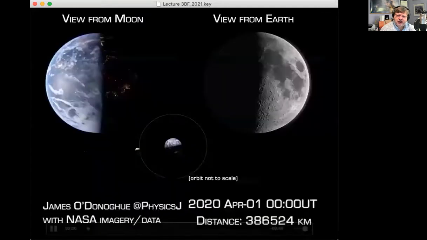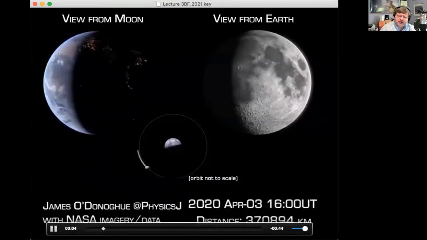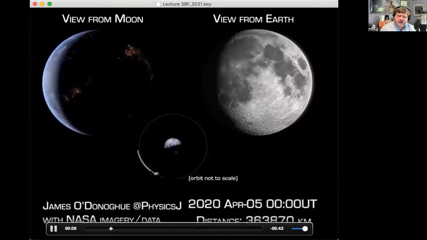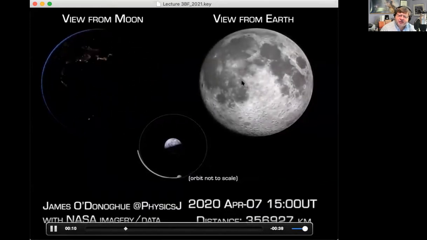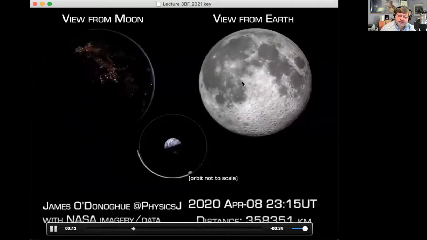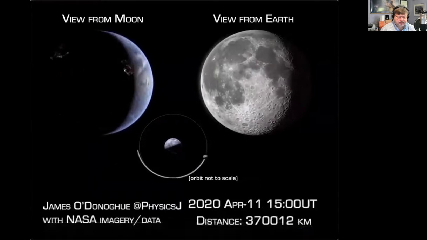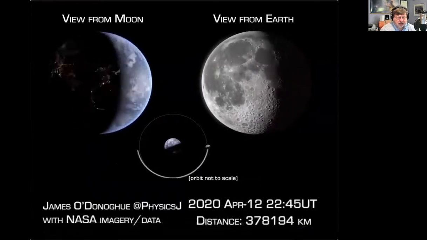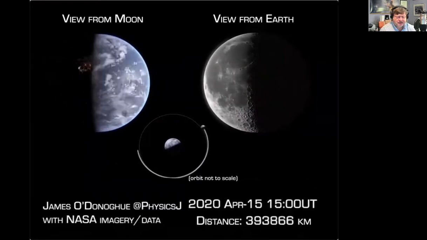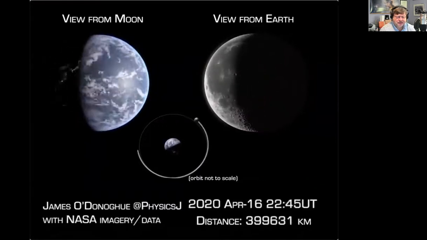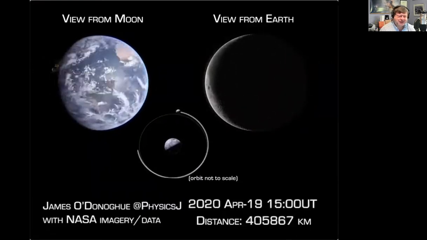And here's, the sun is off here someplace. And here's what the Earth looks like from the moon, and here's what the moon looks like from the Earth. I always get revolves and rotates confused. I'm so sorry. We're going for a spin, that's right.